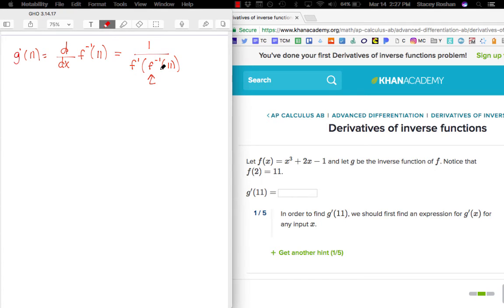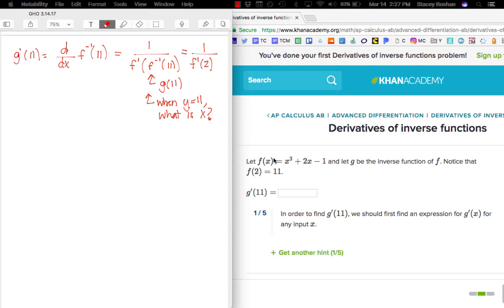What does f inverse of 11 mean? That means g of 11, because f and g are inverses. Now, that's what we're looking for in the table, but we don't have a table in this case. So f inverse of 11 also means when y equals 11, what is x? We had just discussed that before, because inverses mean that you swap the x and the y. So we know when y is 11, x is 2. So this is simply 1 over f prime of 2.